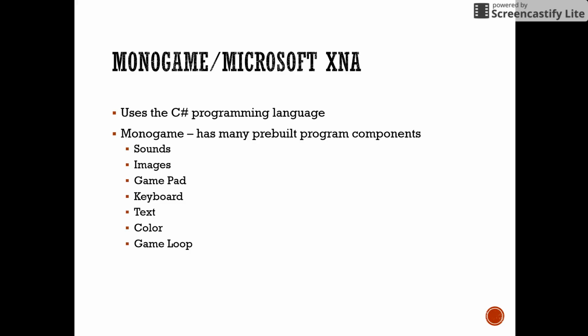A couple of things about MonoGame is it actually has a pre-built skeleton framework that it kind of comes with automatically. That's what you code inside. It has some built-in methods and things like that, and we'll see that in a couple of minutes when we jump in. And then it also has some pre-built programming components, so it already has things built in for sounds and images and gamepads and keyboards and text and color and game loops and anything you could ever imagine. A lot of the things that are related to game design are already built in.